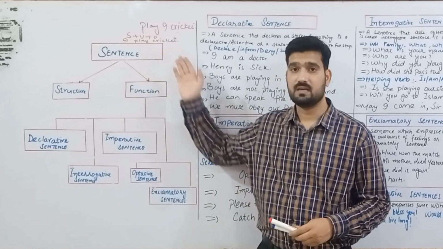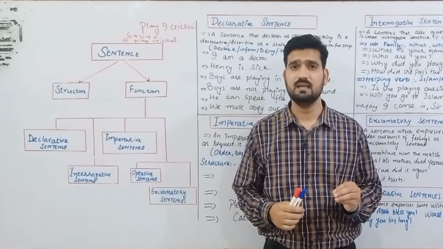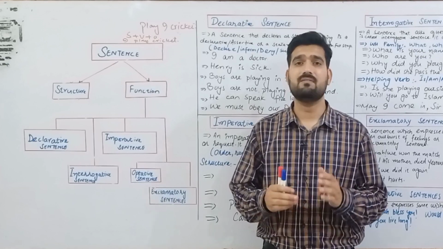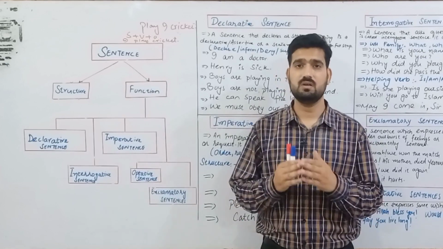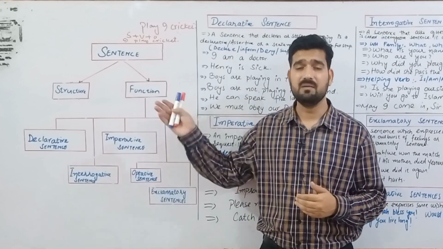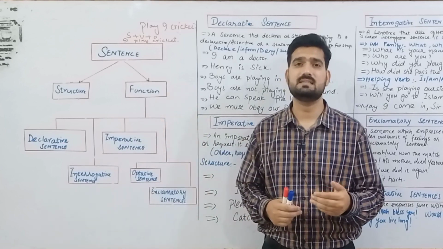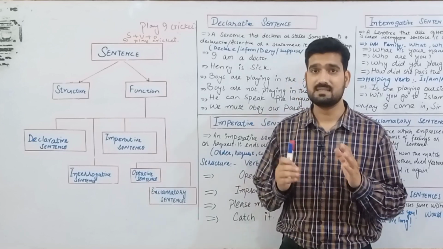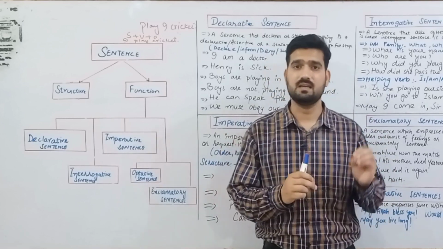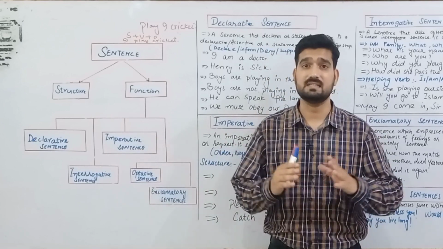I play cricket. Here the third condition is applied: it should have a complete thought, a complete sense. I play cricket shows a complete sense, a complete thought. So a sentence must have these three conditions. Afterwards, we can say that it is a sentence.